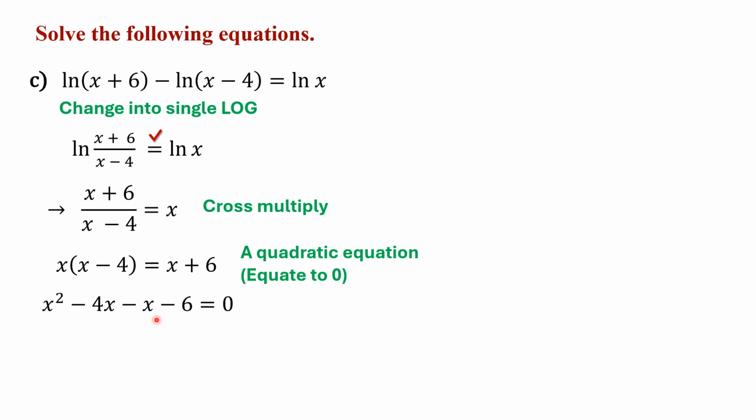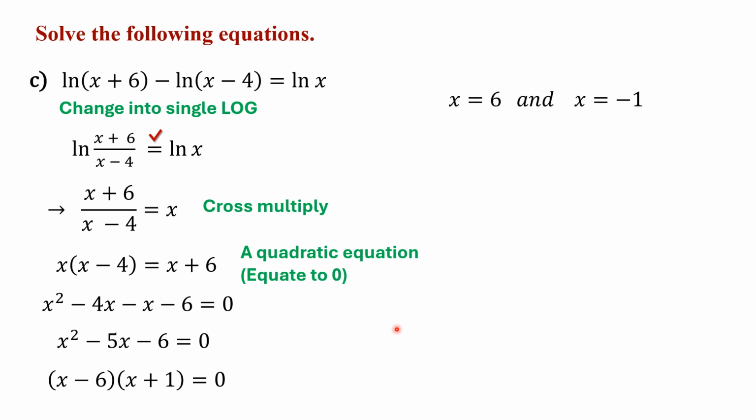Now simplifying this, it is x squared minus 5x minus 6 equal to 0. Then factoring this quadratic equation, we will get the factors x minus 6 and x plus 1. But make sure that the product is equal to this polynomial. So now, if you equate x minus 6 to 0 and x plus 1 to 0, we will get the two values, which are 6 and negative 1.